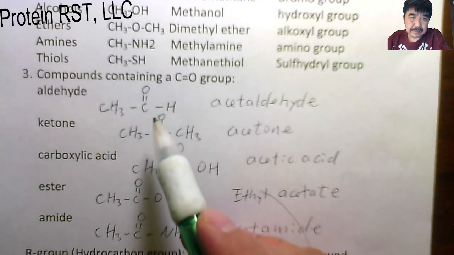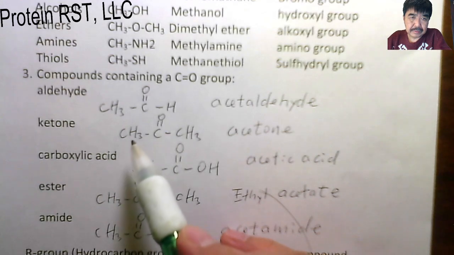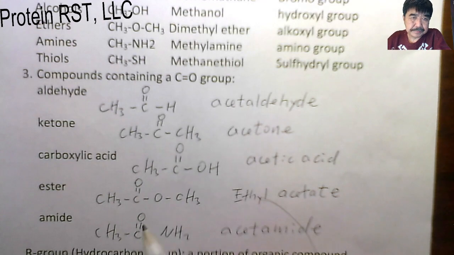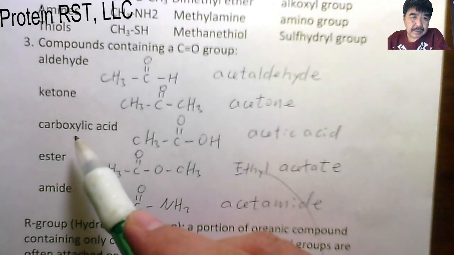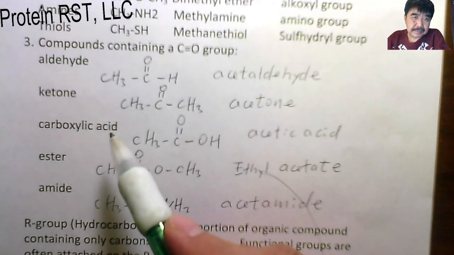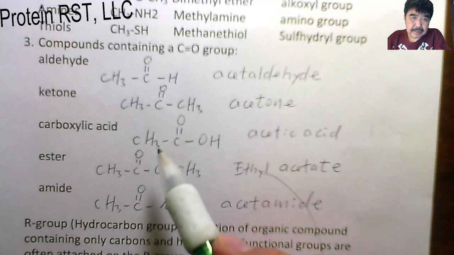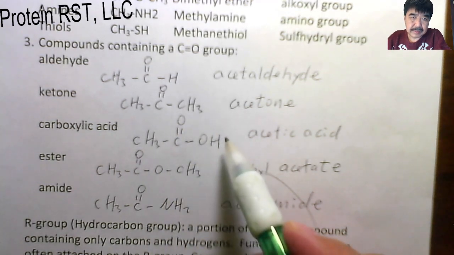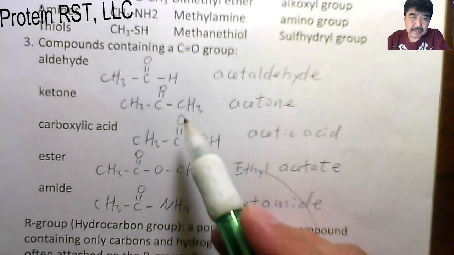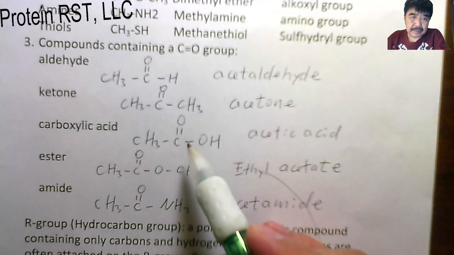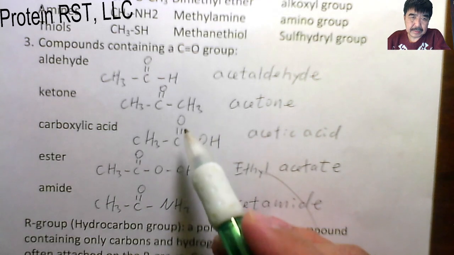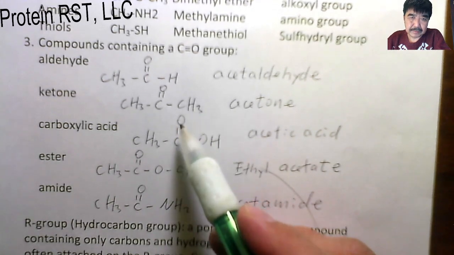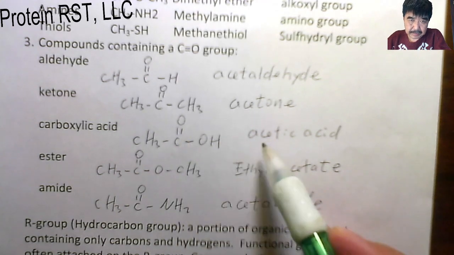Ketone, the carbonyl group, bonds to alkyl groups. This with two methyl groups is acetone. Carboxylic acid. This is the carboxylic acid group. The carbonyl group bonds to a hydroxyl group here. This altogether is a carboxylic acid group. This example is acetic acid.